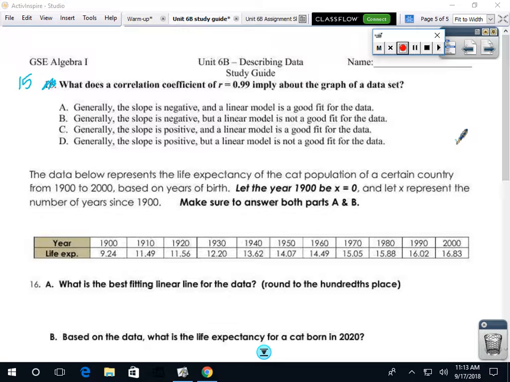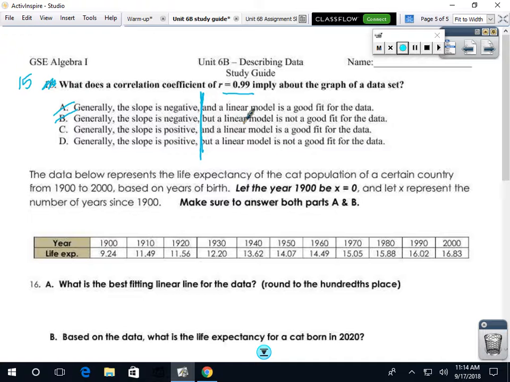What does a correlation coefficient of R equals 0.99 imply about the graph of a data set? Well, break it down. Okay, split it up. A and B say the slope is negative, while C and D say the slope is positive. Is the slope negative or positive if that's right? If your R is positive, your slope is positive. So A and B are out.